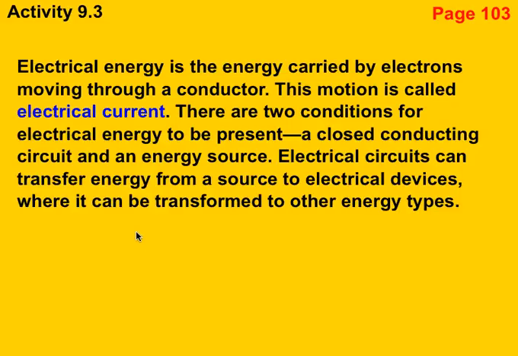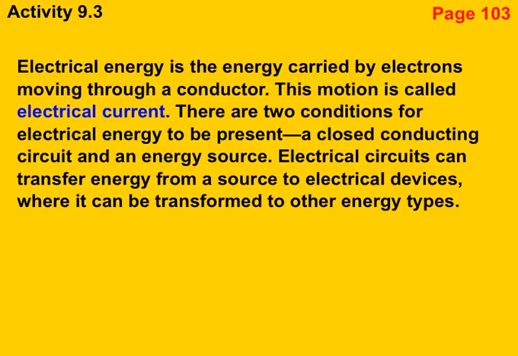So electrical energy is the energy carried by electrons moving through a conductor. This motion is called the electrical current. There are two conditions for electrical energy to be present. First, you have to have a closed conducting circuit, and you must have an energy source. Now, electrical circuits can transfer energy from a source to electrical devices, where it can be transformed to other types of energy. So does anybody have any questions?